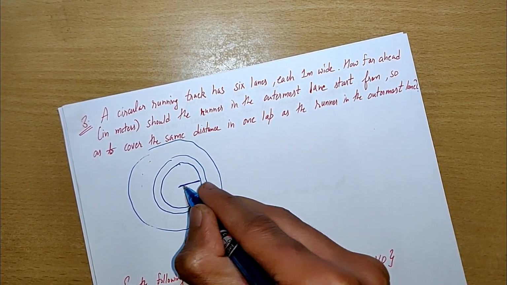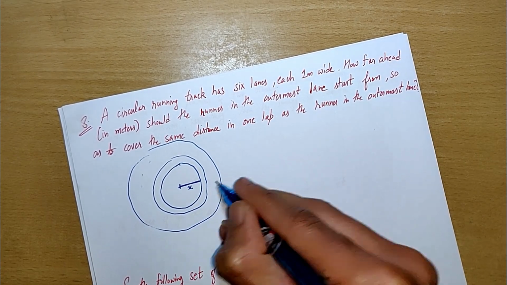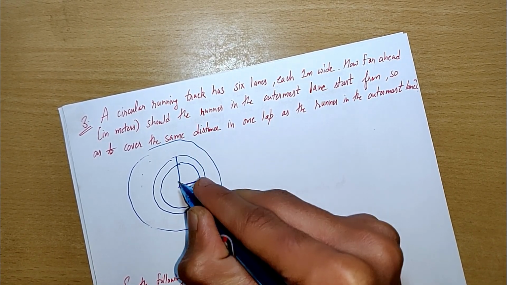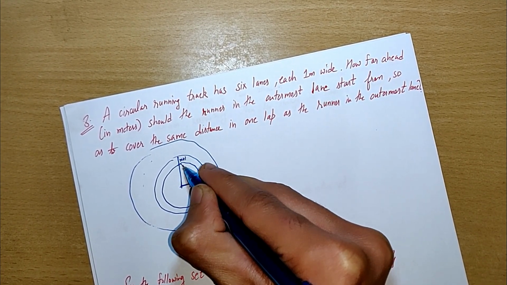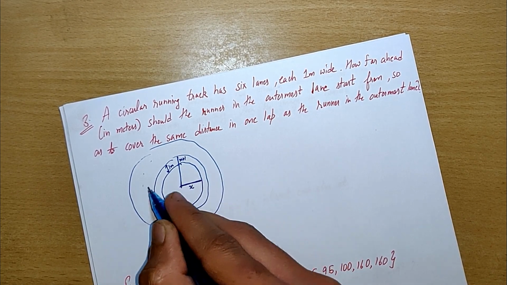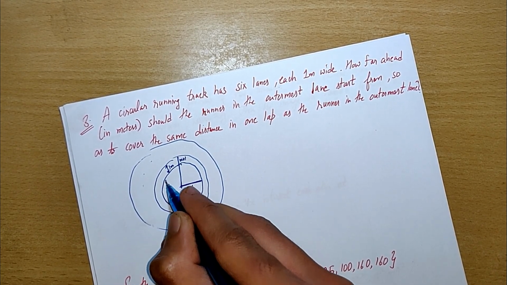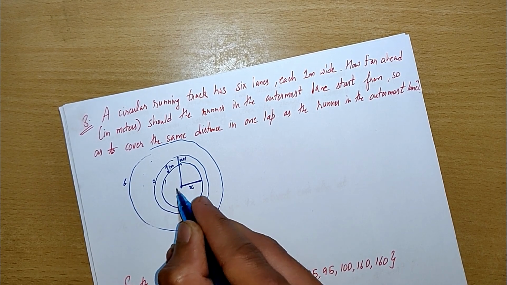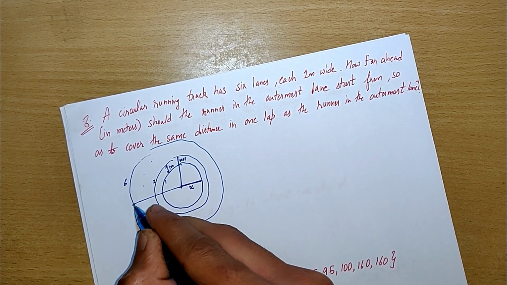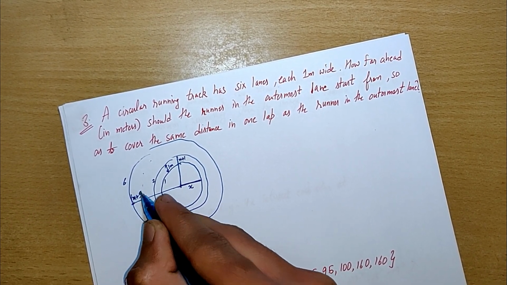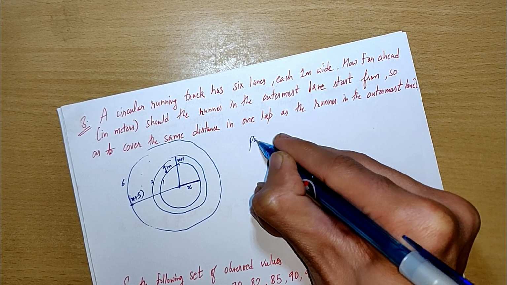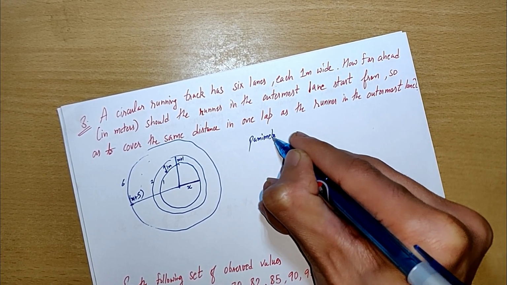So for the innermost lane, we can assume the radius is x. So for the first lane, the radius would be x. Then the second lane would be x plus 1 meter, because each lane is 1 meter wide. This will be the first lane, this will be the second, and this is the 6th. So the 6th lane would be x plus 5 meters. The radius of the 6th lane is x plus 5 meters. So we have to calculate the perimeter.